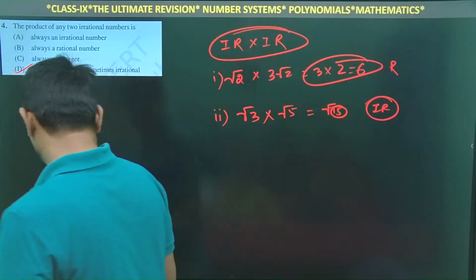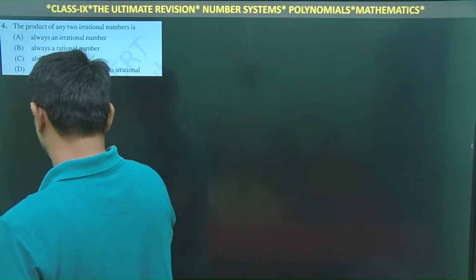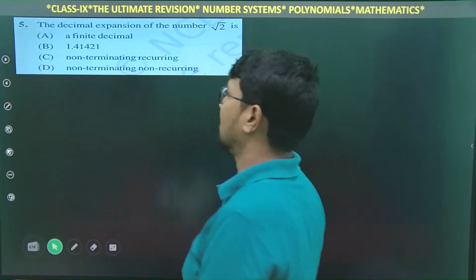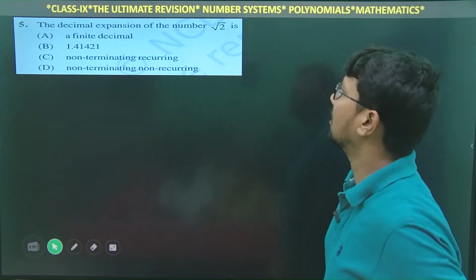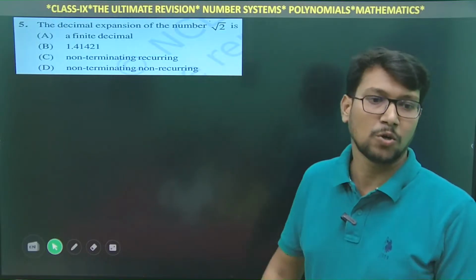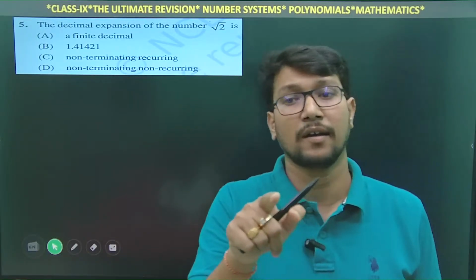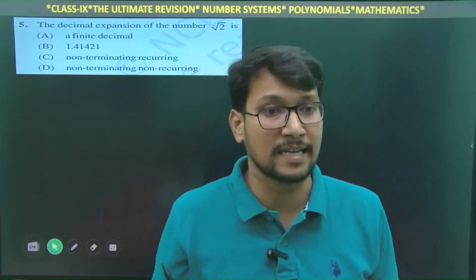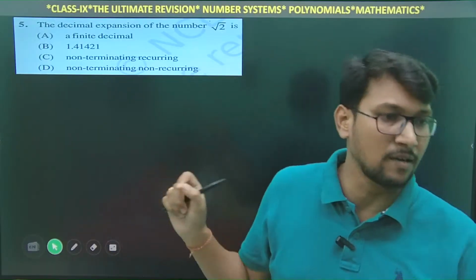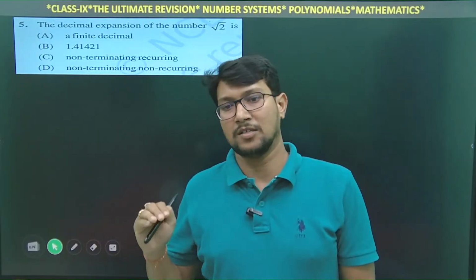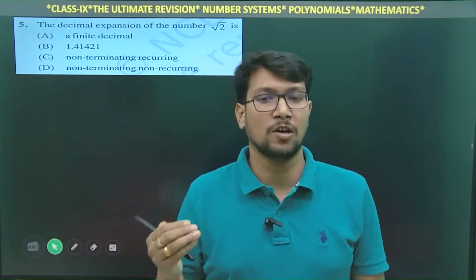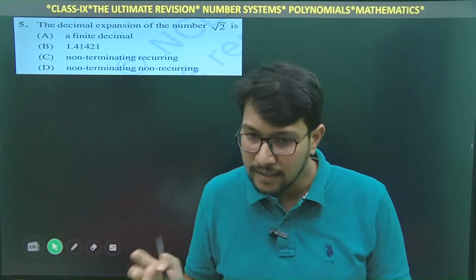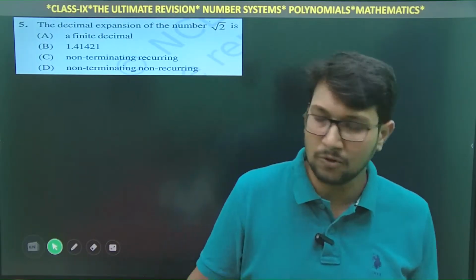Chalo, let us move to the next question. Now see, the decimal expansion of the number root 2 is what? Root 2 is an irrational number. Just now we have discussed that the square root of a non-perfect square is irrational. So therefore root 2 is irrational.